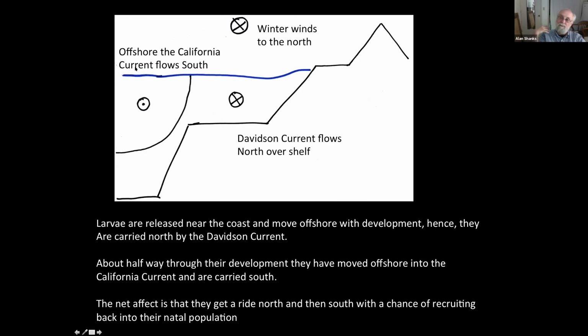Off the continental shelf, the California current is flowing to the south. As the larvae develop, they're released here in the Davidson current, so they're getting a ride northward. And as they go through their development, they steadily move further and further offshore and eventually end up off the continental shelf in the California current, and then they're getting a ride south. So the net effect is that they get a ride north, and then they get a ride south, and if conditions are just right, they can settle right back into the population from which they were released.